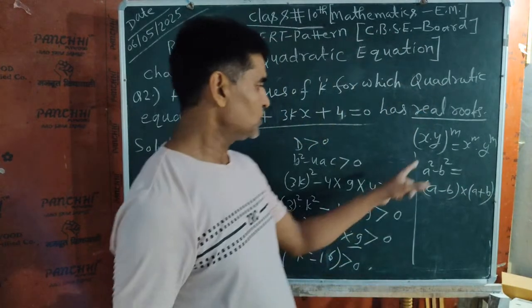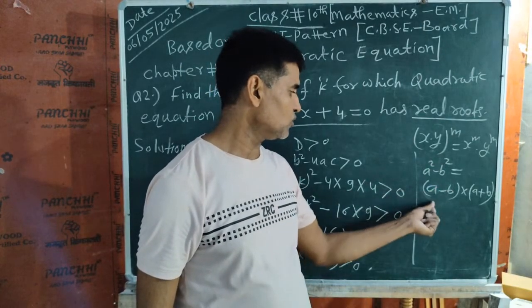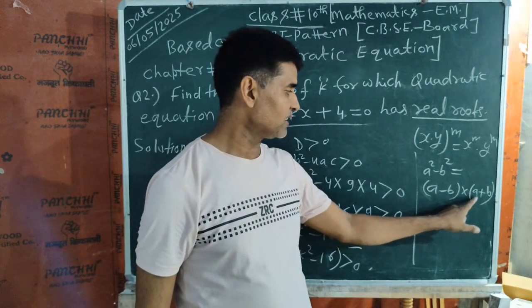Each and every student has to know this formula clearly. a square minus b square is equal to a minus b, and in the second bracket I will write a plus b.